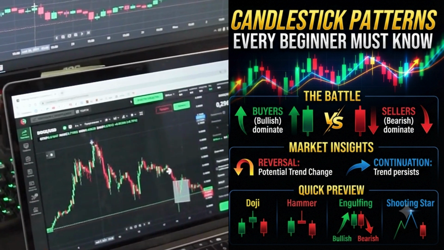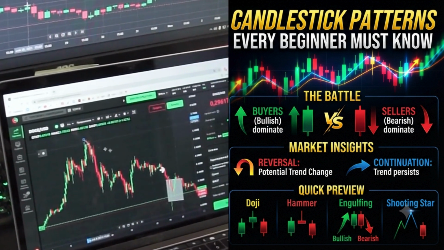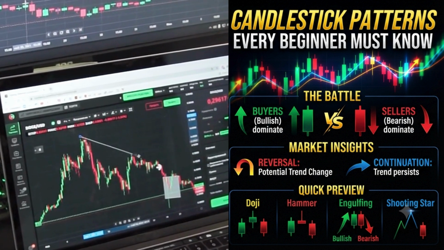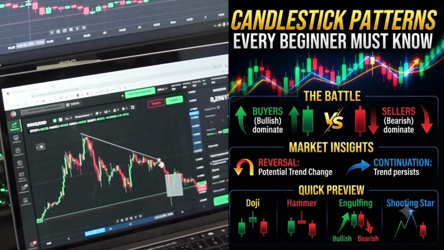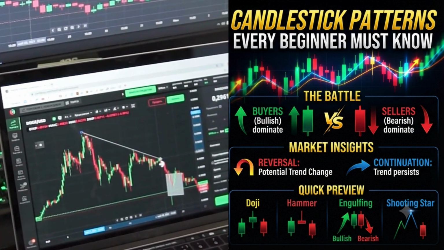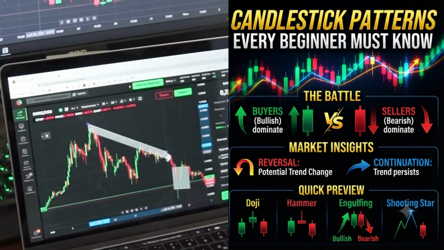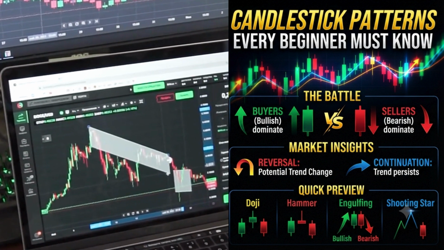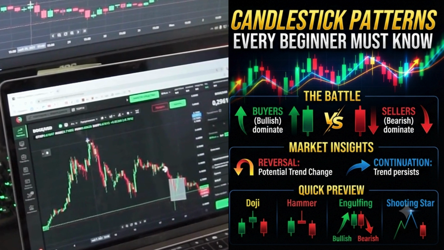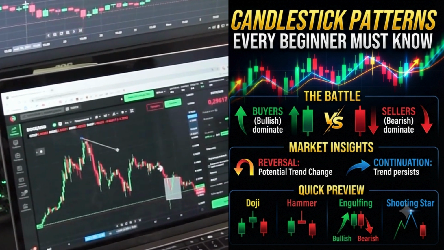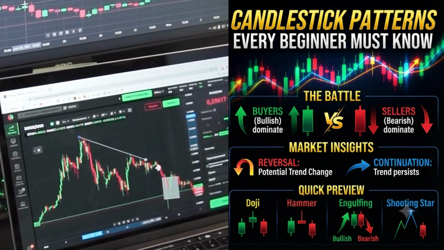Have you ever looked at a trading chart and wondered how experienced traders seem to predict where the market is heading? The secret isn't magic, it's understanding candlestick patterns. These simple-looking candles tell powerful stories about the battle between buyers and sellers, helping traders spot potential reversals, continuations, and profitable opportunities before they happen.